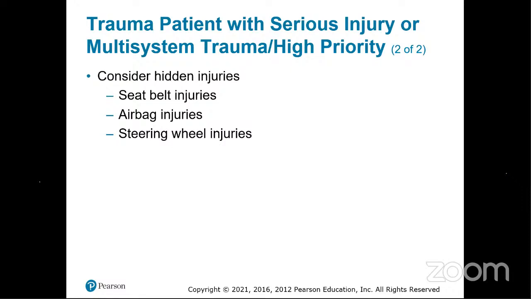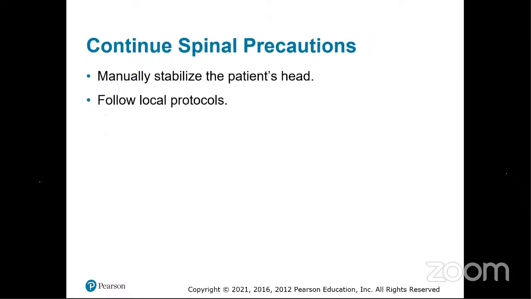Consider hidden injuries, especially if they have a distracting injury. So seatbelt injuries, airbag and steering wheel injuries, right? They're all things that have caught them and can cause injuries that way. Manual stabilization for the patient's head. Follow local protocols.